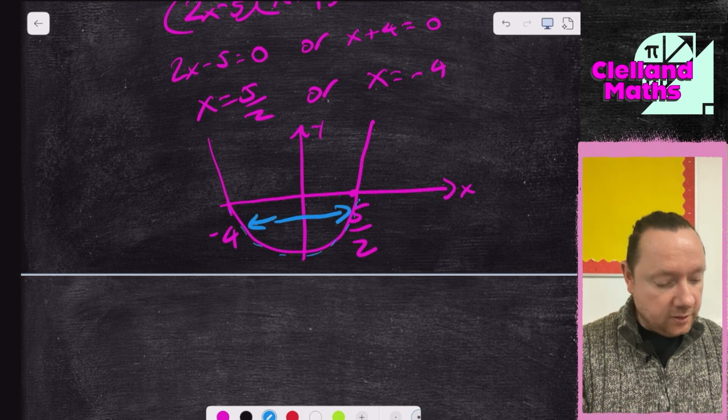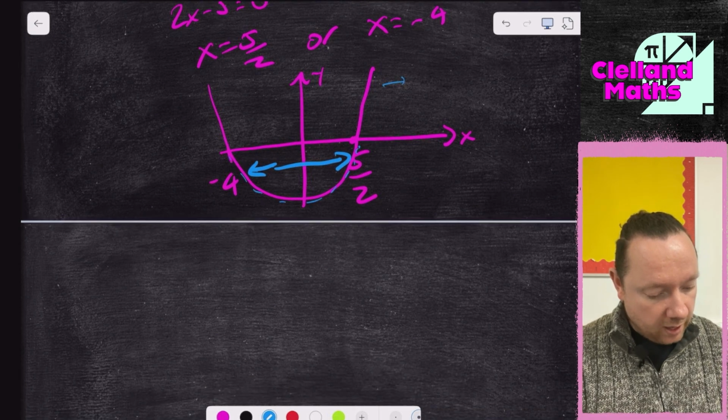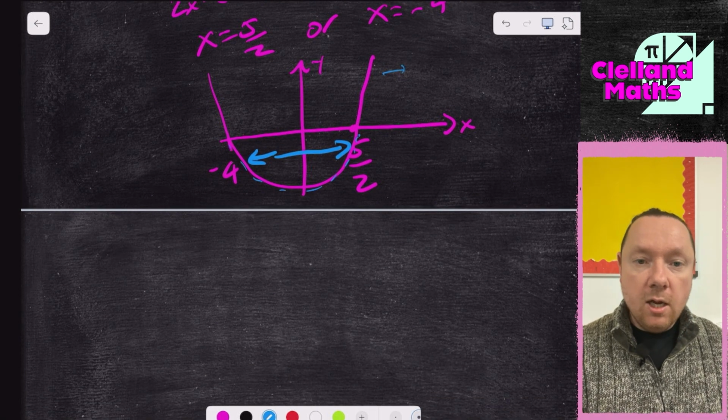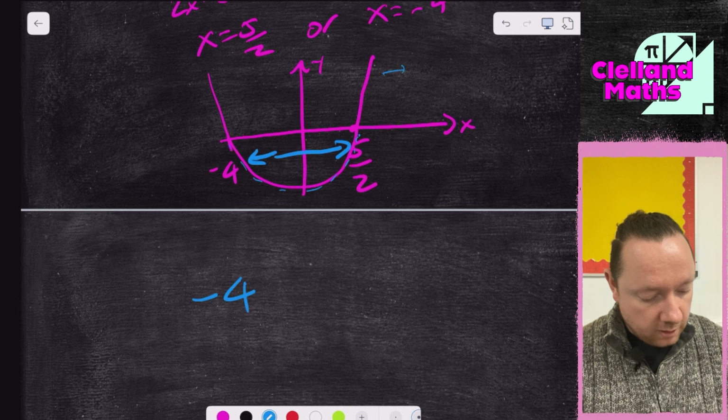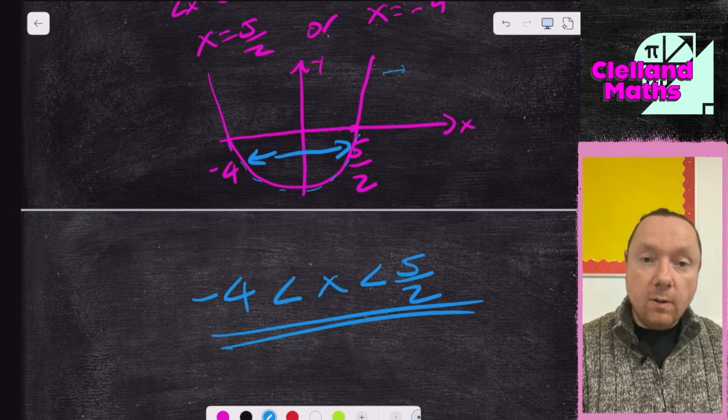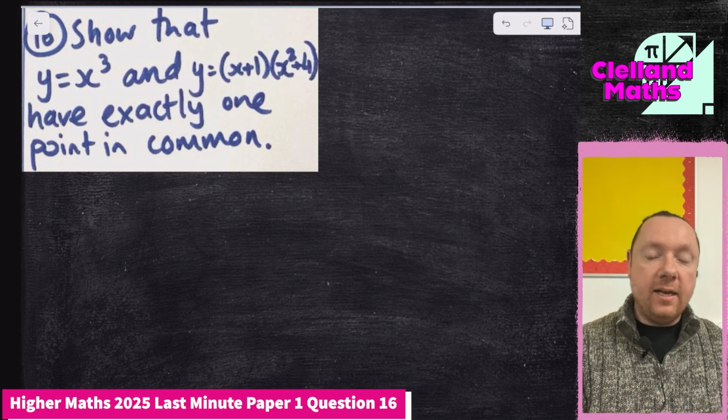If it was greater than 0, I would want either side here. So in between minus 4 and 5 over 2. So our answer is minus 4 is less than x is less than 5 over 2. And we're done there.